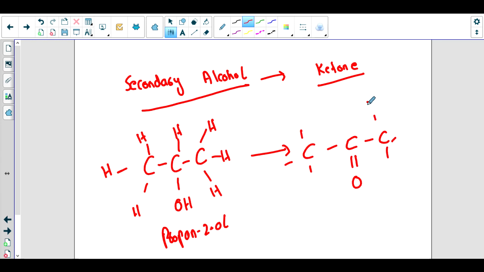You can fill in the hydrogens here. This is a ketone. So a primary alcohol is a two-step process. First it becomes an aldehyde, then it becomes a carboxylic acid. A secondary alcohol directly becomes a ketone.